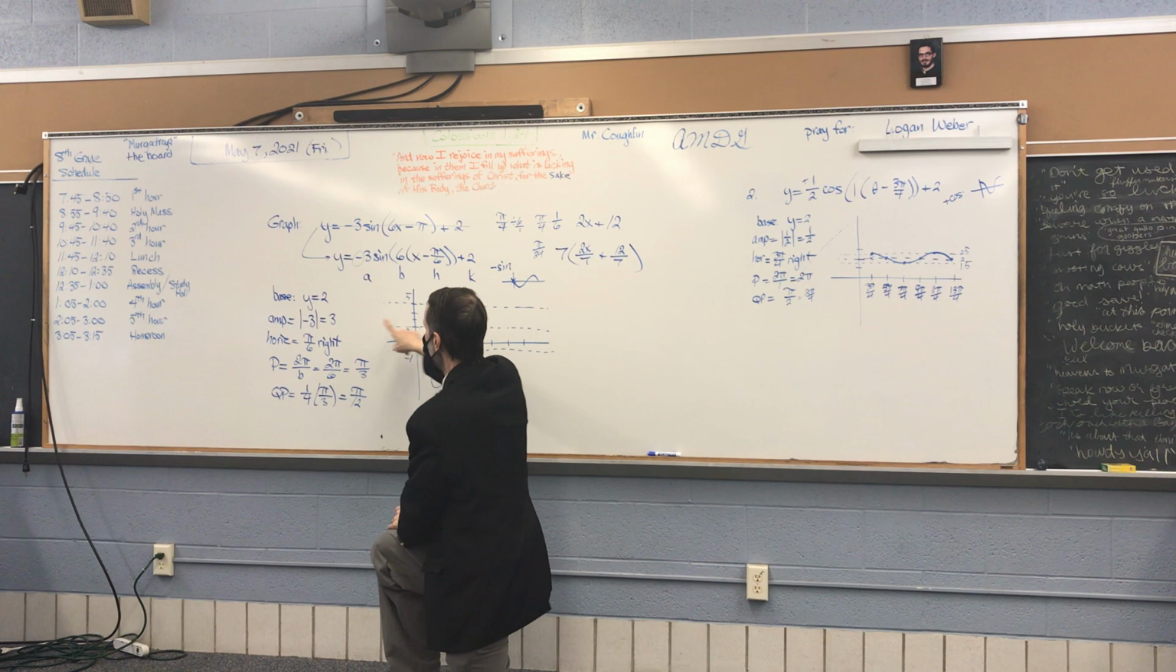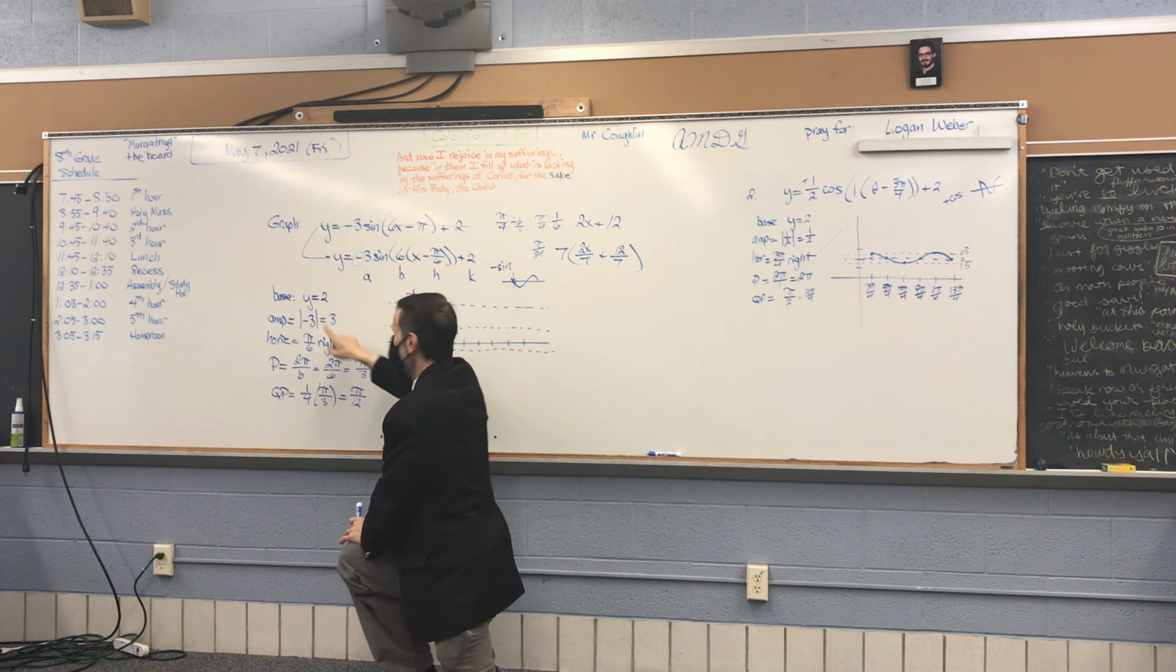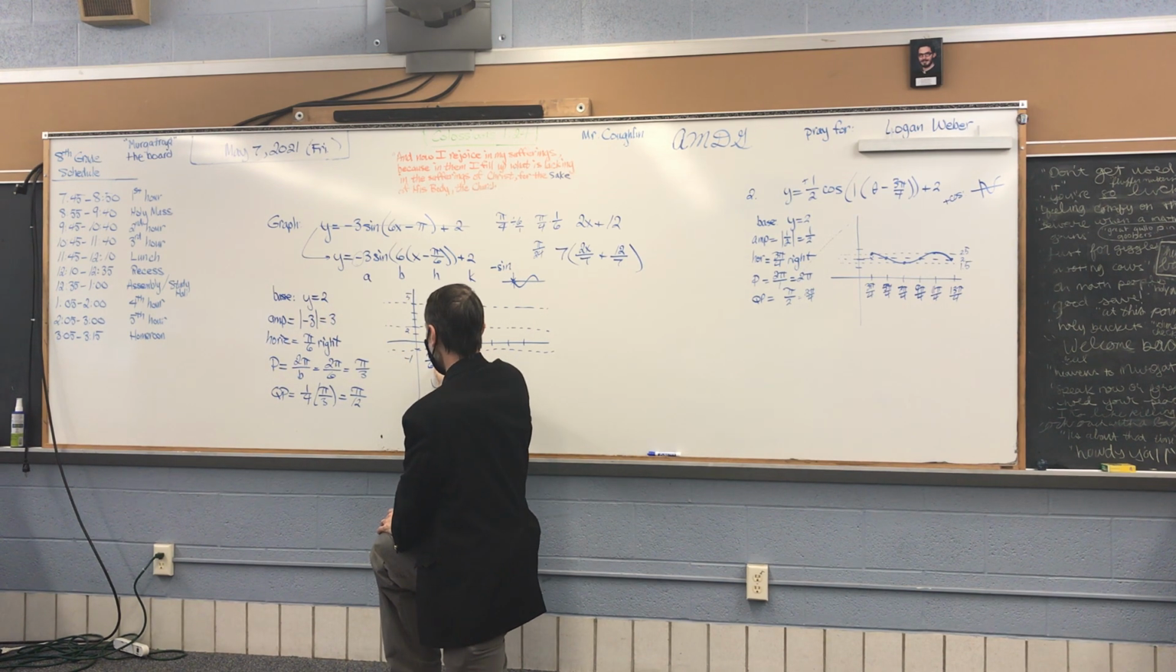Why is it up 2? That's the baseline. It's over pi over 6. This dash is pi over 6 spaces over. It's not 1. This -1 is the height.